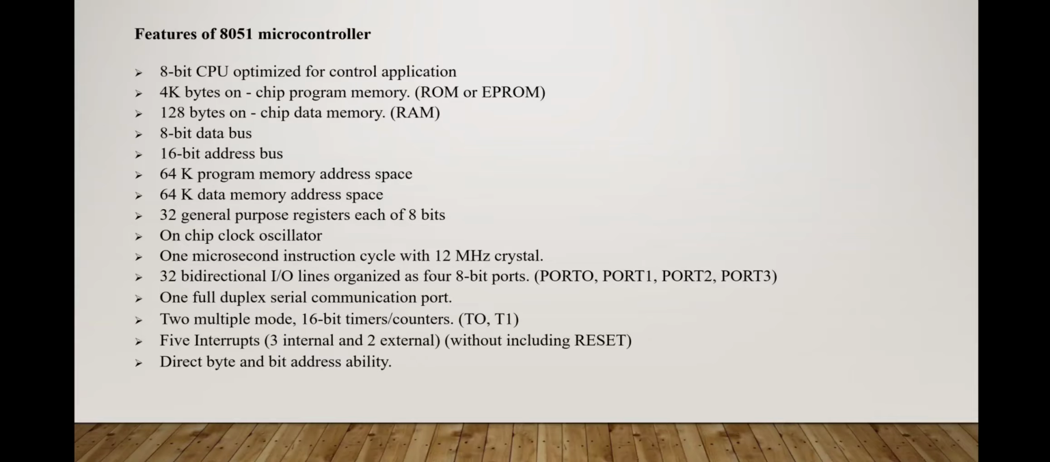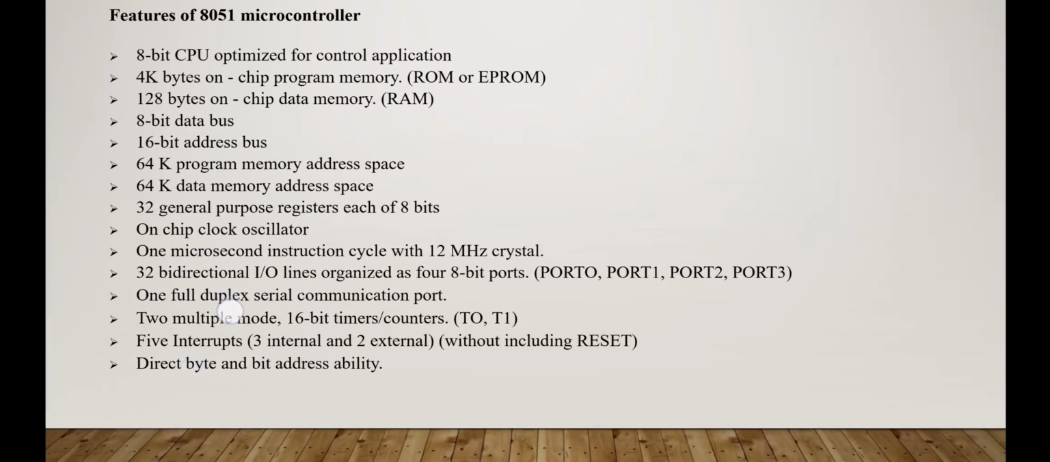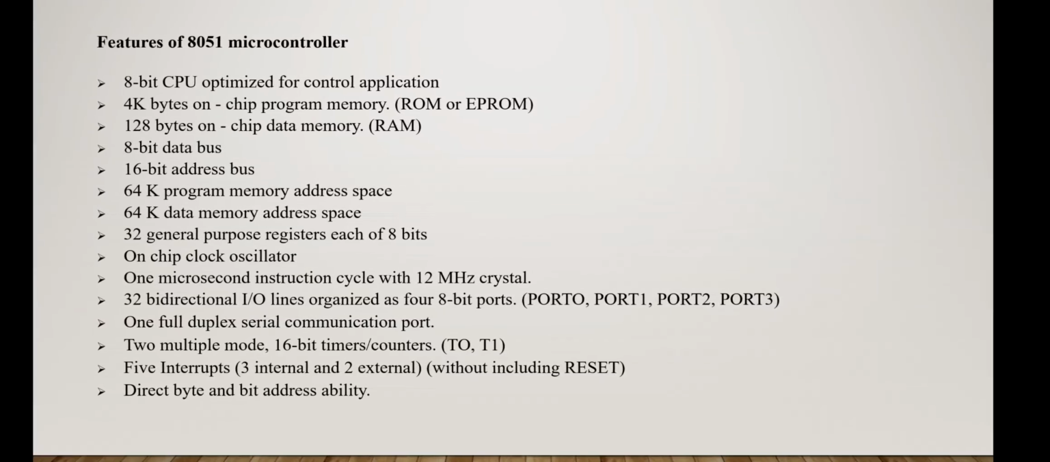ROM deals with program memory and RAM is data memory, and ROM has a size of 4K bytes of on-chip program memory and it has 128 bytes of on-chip data memory. So if we want extra memory, we can connect it externally to the microcontroller, but it has on-chip memory of 4K ROM and 128 bytes of RAM.